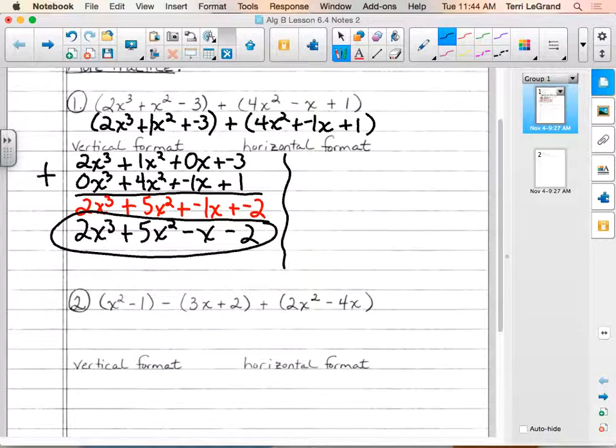When we do it horizontally, we always, when we're doing it horizontally, have already done the changing subtraction to add the opposite, so we can just ditch the parentheses right away. So let's write it down, just all the terms with no parentheses around them anymore.